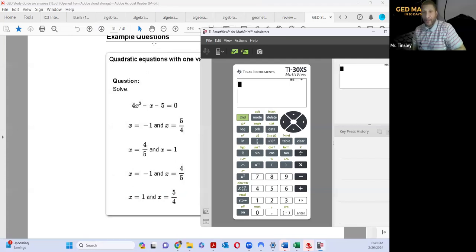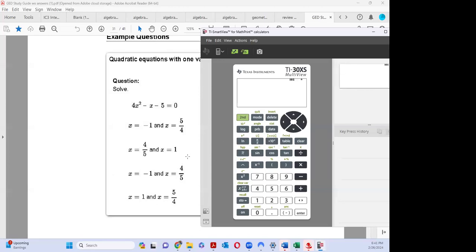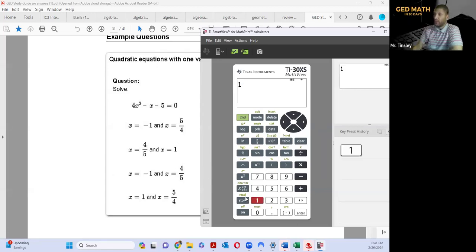Watch this. I'm gonna show you how to solve this quadratic equation in less than 1 minute. I already know the answer, so I'm gonna start with D. I'm gonna say 1, store X, enter. Looking at D, it says X equals 1, X equals 5/4.